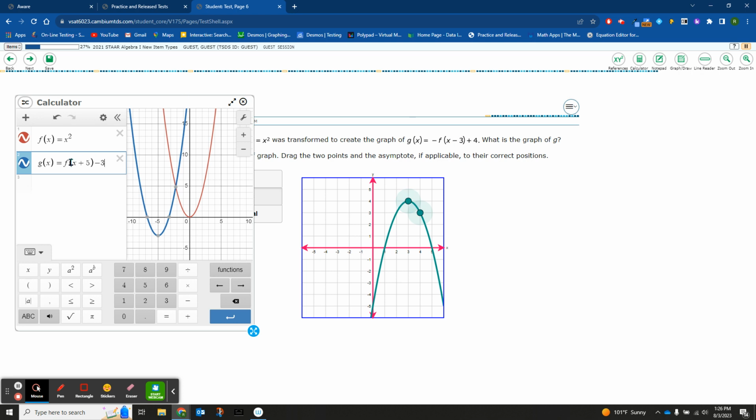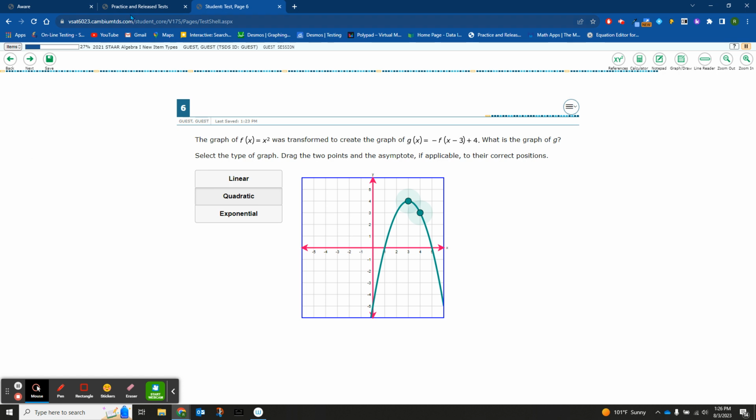Or I think for the case of this problem, it would have been negative x, right? Negative x minus 3, and then it would have been a plus 4. Anyways, it would have worked. I'm not going to do it again, but that's what we have here.